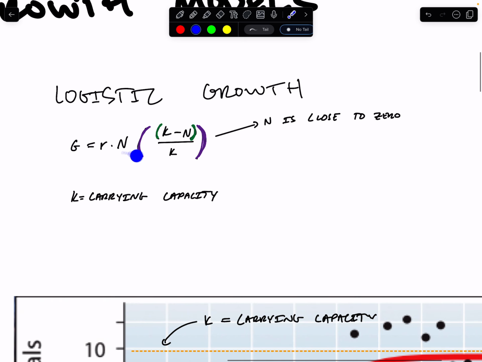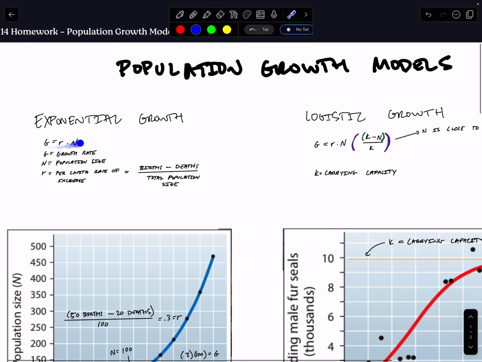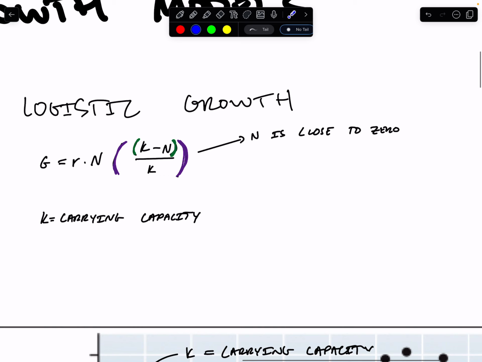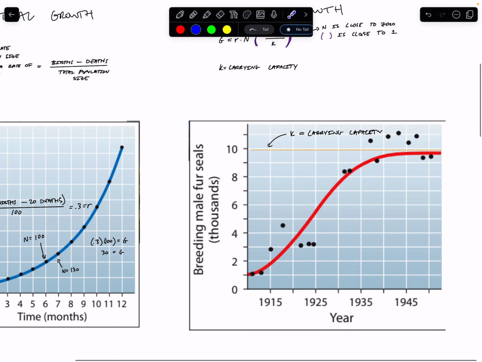So basically, the logistic growth rate equation is very similar to the exponential growth rate equation when N is close to zero. So when N is close to zero, the purple parentheses term is close to one, and the growth rate of the population is very similar to exponential growth.